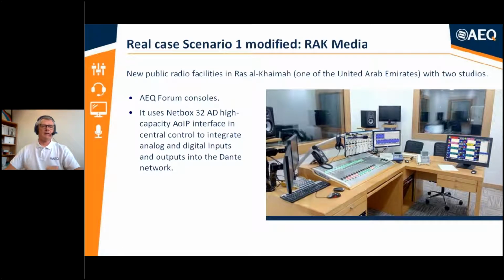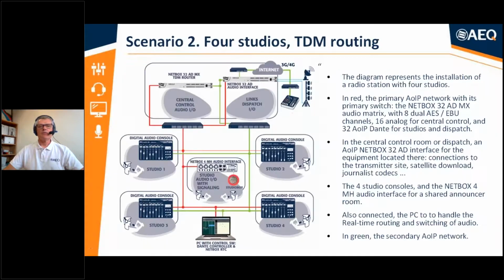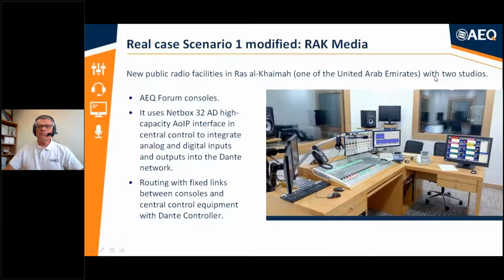interface, where we can locate that unit in the central control to integrate the analog and digital inputs and outputs to the Dante network and the consoles, so we can share the signals between the different studios. The routing is basically just fixed links using the Dante controller between the consoles and the different equipment that we have connected to the Dante controller. Sorry. So I'll show you real quick the video from RAC FM. I'll make sure I start the video as well.